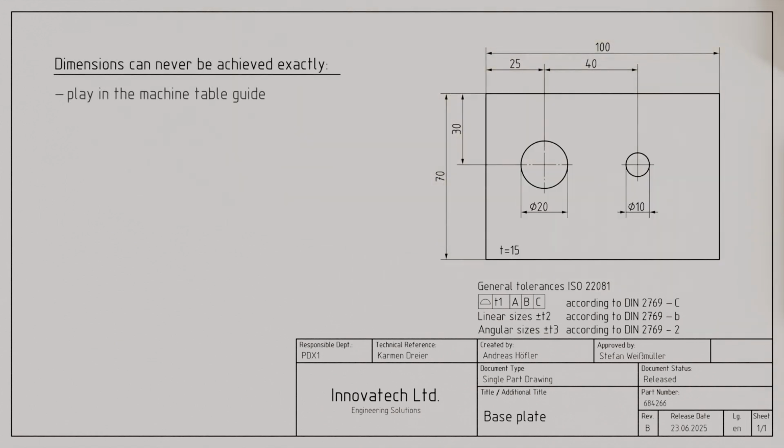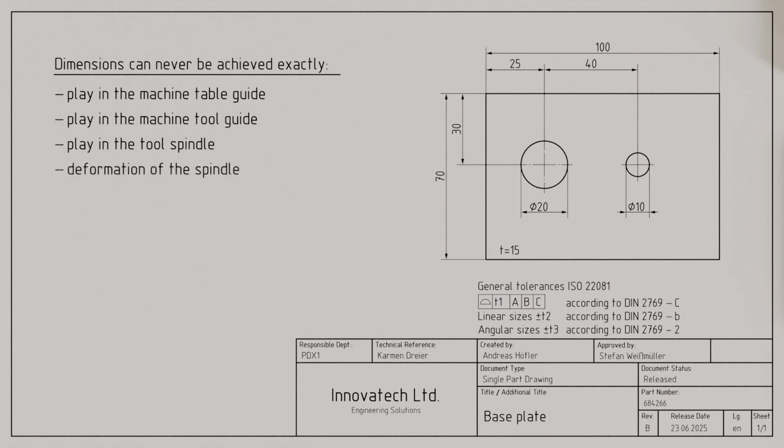For example, play in the guideway of the machine table or the machine tool can lead to inaccuracies. Play in the tool spindle can also result in the manufacturing process not being precise enough. In addition, deformation of the spindle can cause the tool to run out of round, negatively affecting dimensional accuracy. Furthermore, both the tool and the workpiece can deform during machining, which prevents precise manufacturing. Thermal influences must also be taken into account, as they can lead to deformation due to thermal expansion. Wear of the tool over time also prevents accurate adherence to nominal dimensions.